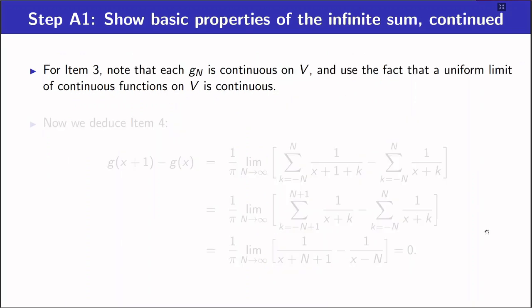For item 3, we see that G is continuous on R minus Z, since it is the uniform limit of continuous functions on any bounded subset of R minus Z.